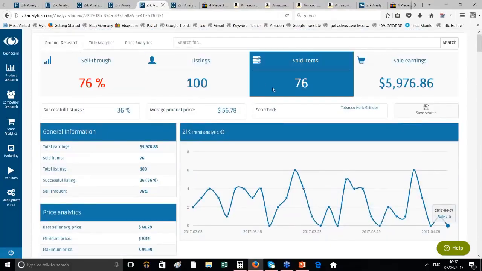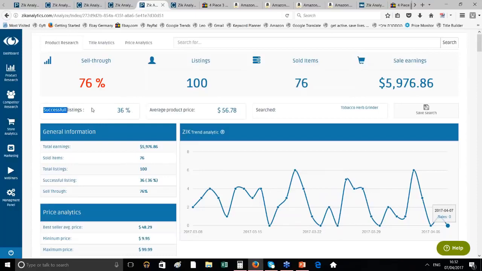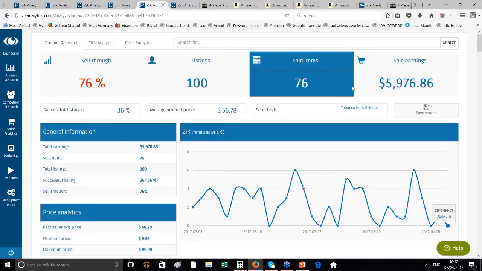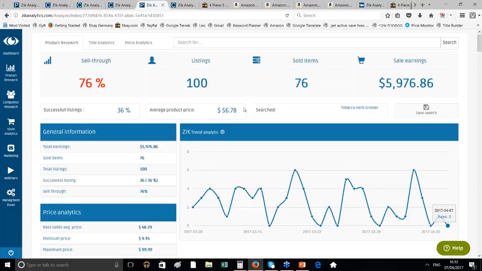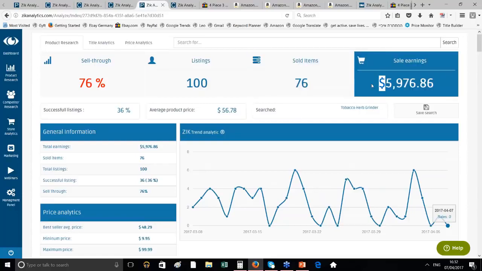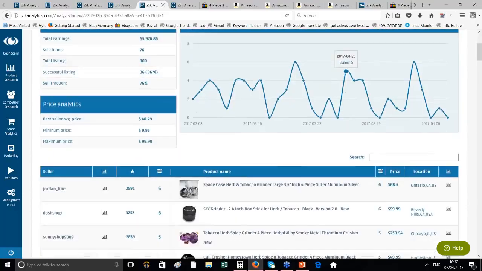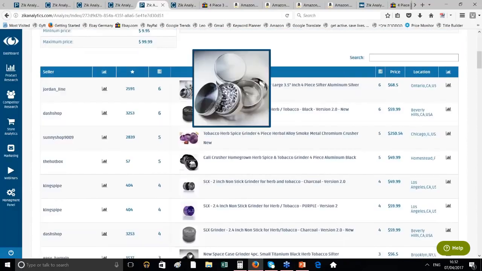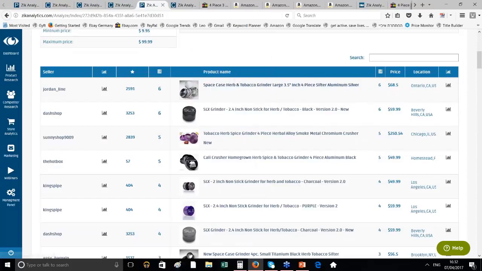100 listings, 36 successful listings. Okay, 76 items sold at around $56. Generated $5,000 in the last 30 days. Now let's see how people sold it so expensive. What they did, what the product is made from, what the material is, what the need is. Okay?